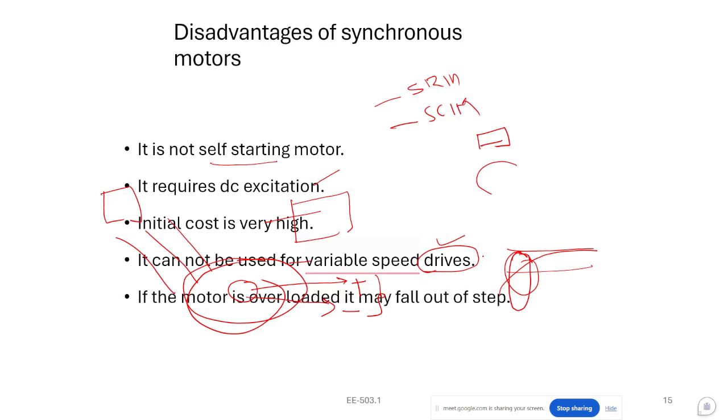That's the main point. And if the motor is overloaded, it may fall out of step. That is a major thing: it can run only up to a certain load. If too much load is applied, then it falls out of synchronism. And it has a tendency to hunt. Hunting is also one of the major disadvantages in the synchronous mode. Hunting and other major terms will be discussed in the induction motors.